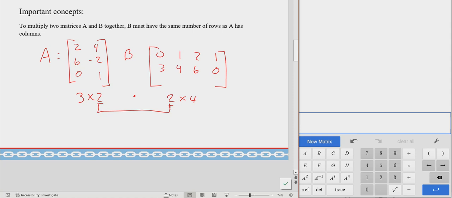My product matrix then is going to be these 2 outside values. So when I multiply matrix A by matrix B, in this case, I know because these inside terms match, my outside terms, the 3 and the 4, are going to be my dimensions for the product matrix. So my product is going to be a 3 by 4 matrix.